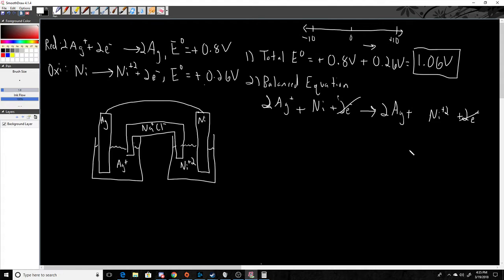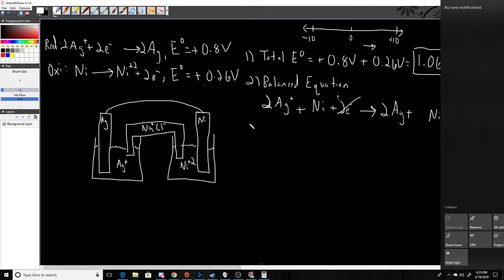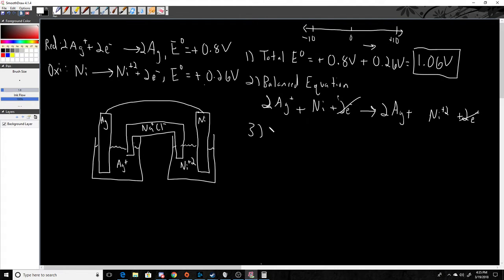All right, so now the third piece is essentially I need to figure out what's the shorthand. So the shorthand for this is going to be, I need to indicate what's undergoing oxidation, and then I'm going to indicate what's undergoing reduction. Okay, so it's going to look something like this.